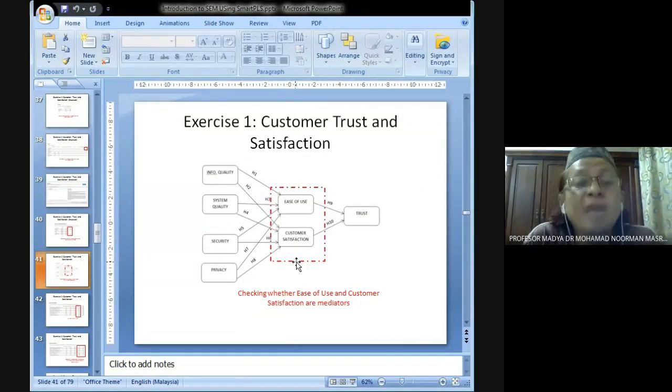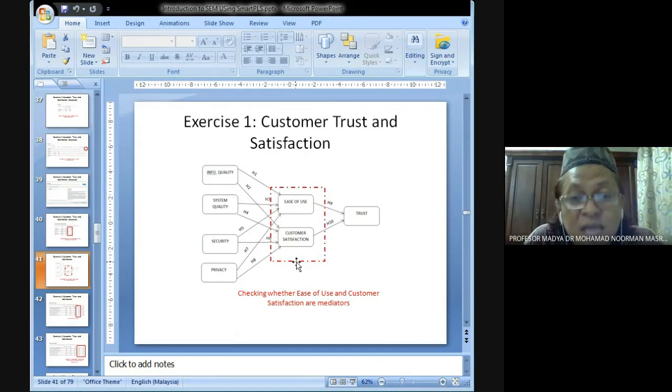Now, it's up to you to decide. If you want to hypothesize mediation effect, you can. If you do not want to, also can, no issue, because it is not compulsory. But if you want to add an additional hypothesis to see the mediating effect, it's fine. But make sure the model must have a variable that sits in between.